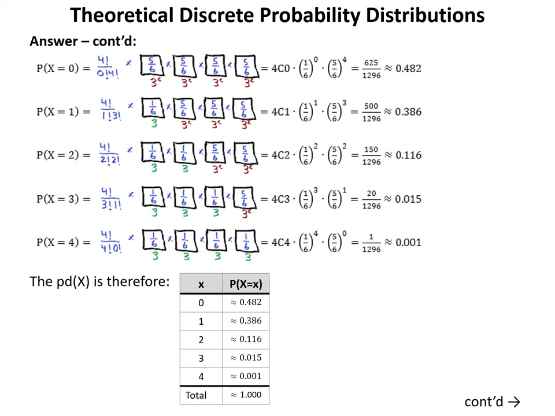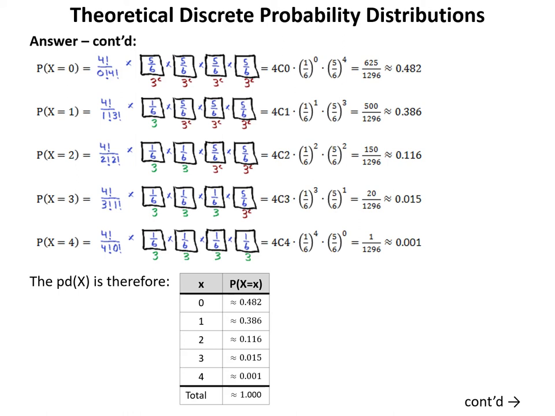Now, there is no 1 6th for that one, but I've included 1 6th to the 0 because if you recall, any non-zero number to the power 0 equals 1. So we can include that in there and it doesn't change our answer. And it's actually very helpful to show it because it shows that we have no 3s.